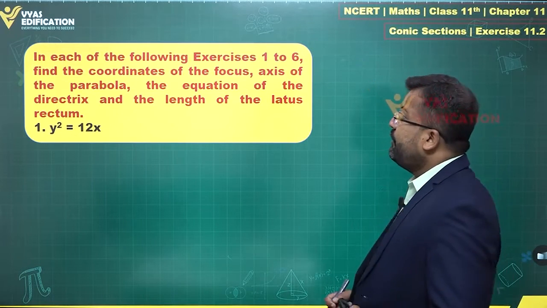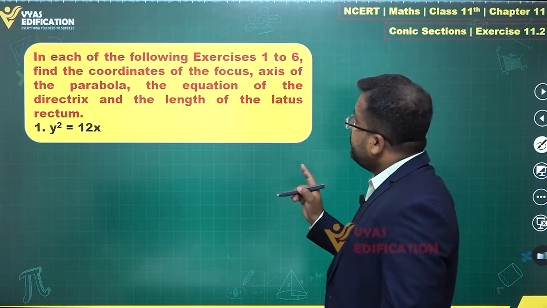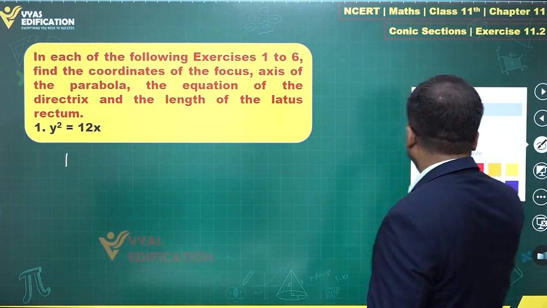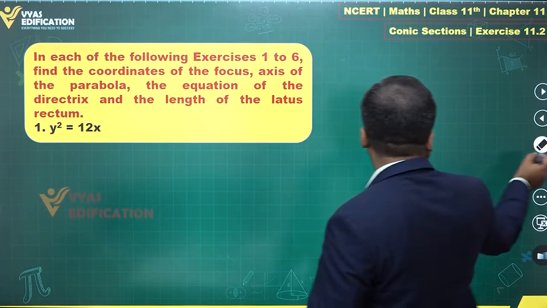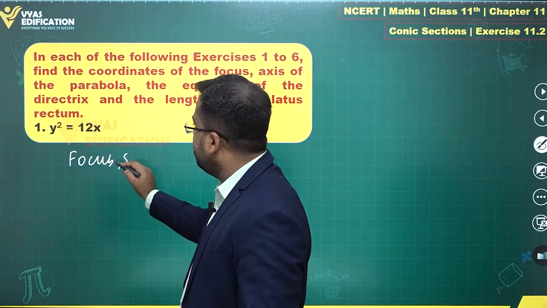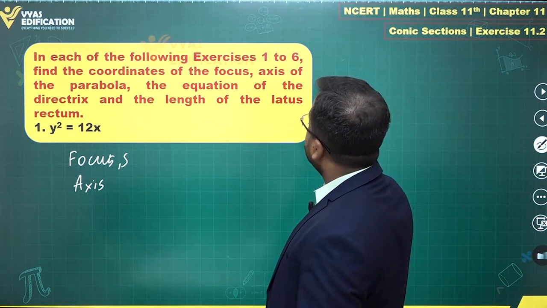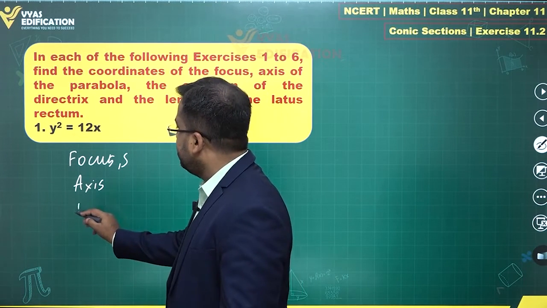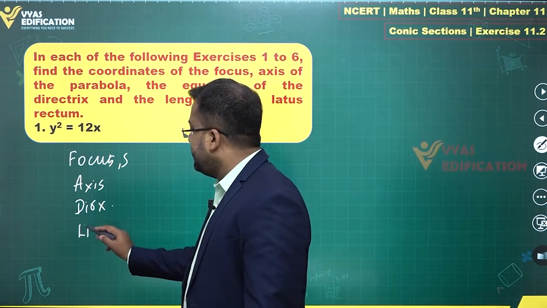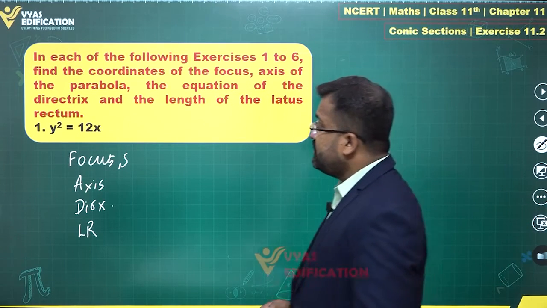The question says, in each of the following exercises 1 to 6, find the coordinates of focus, axis of the parabola. Focus is represented by S, okay. So let's write focus, S, axis of the parabola, that's the next thing. Find the coordinates of focus, axis of the parabola, equation of directrix. So let's see directrix, okay. And length of latus rectum denoted by LR, let's say. So these are the four things that we need to find. Okay, this is y square is equal to 12x.